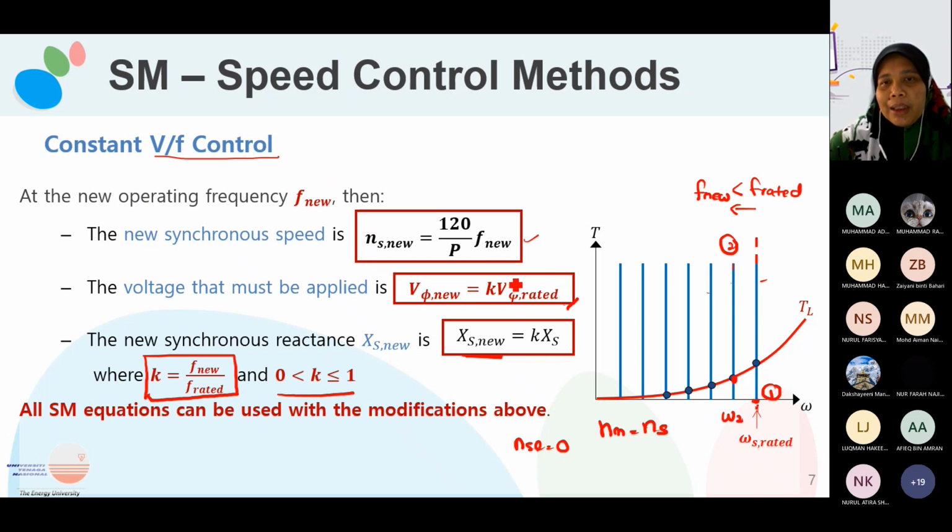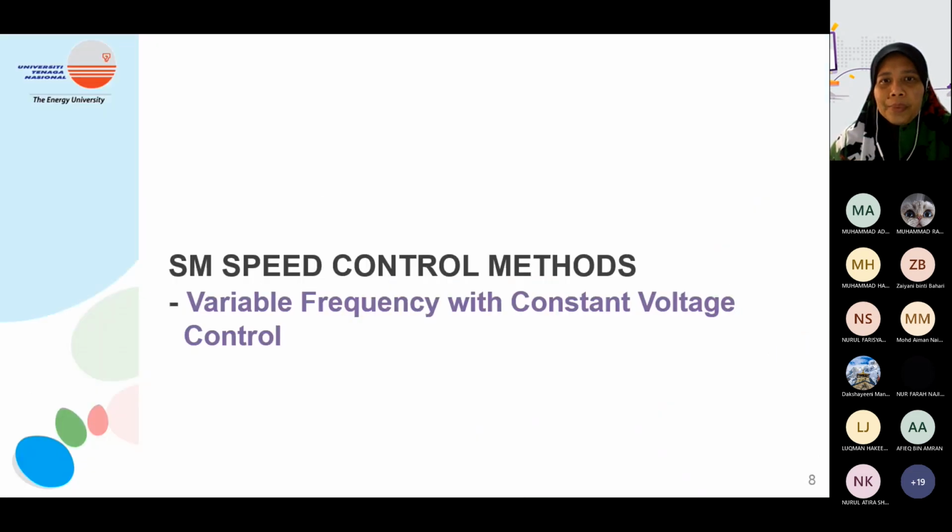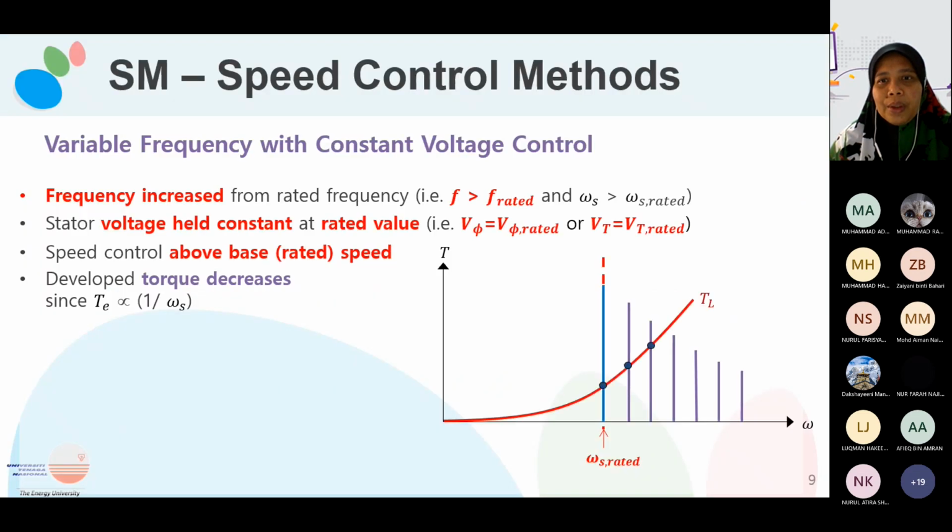Formula dia lebih kurang sama je. Bukan lebih kurang, memang sama dengan your induction motor. Okay. Okay, the speed range also is very large. Okay. For the synchronous motor, daripada sini dia boleh ke sini. You can reduce the speed lah. Okay. Now, the second method is variable frequency with constant voltage control.